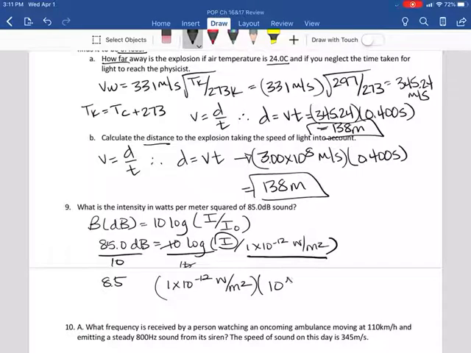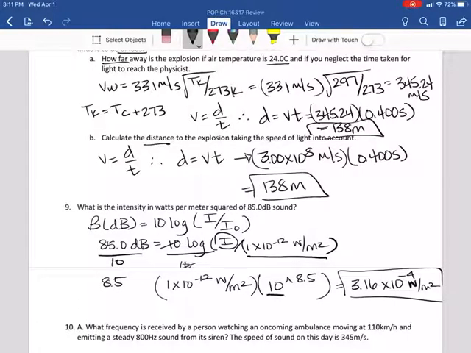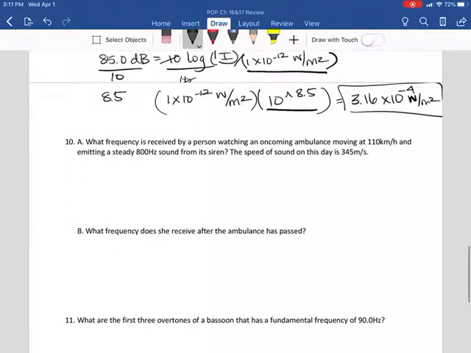Times 10 to the 8.5. Okay, and then that's going to end up being 3.16 times 10 to the negative 4th watts per meter squared. Okay, so hopefully I didn't confuse you too much. Just remember, you have to take this one and multiply it over to the other side, but you have to do the inverse of log, which is this 10 to the 85 divided by 10.